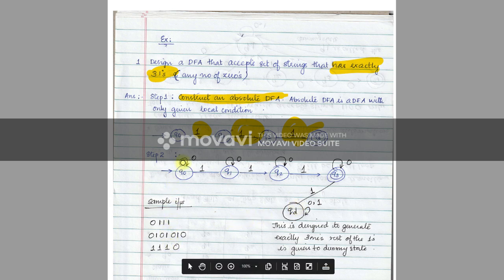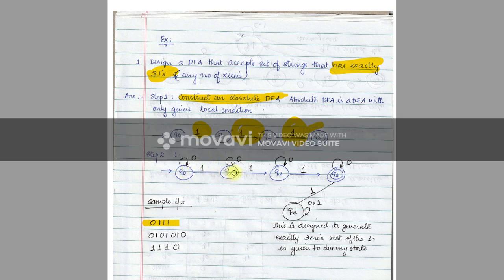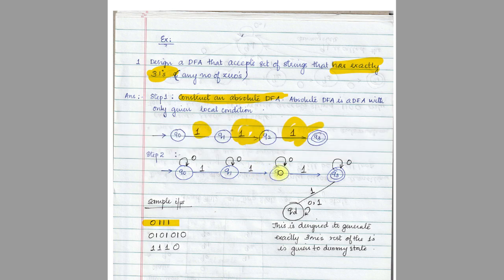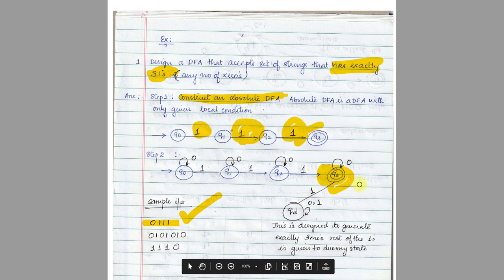Now, consider the examples. Input string 0, 1, 1. Q0 is my initial state. With input 0, I am in Q0 itself. With input 1, I am moving to Q1. From Q1, with 1 as the input symbol, I reach the state Q2. And from Q2, with the next 1, I reach Q3. So I am in the final state. So this string is acceptable. Now next, 0, 1, 0, 1, 0, 1, 0. Here also 3 occurrences of 1 are there, and it reaches the final state.